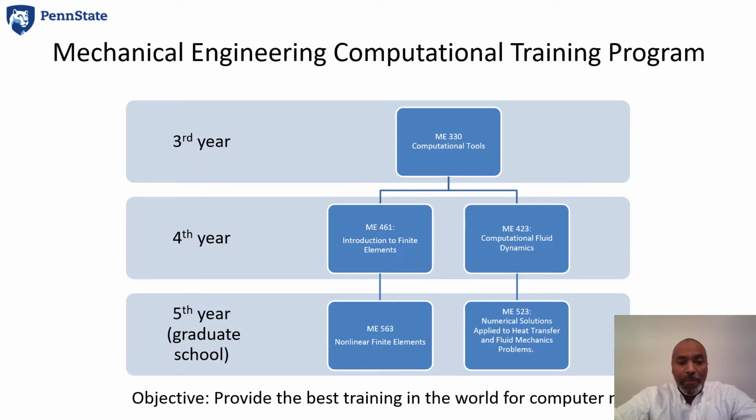So after the fourth year, if you're so inclined, you can stay on for grad school, or maybe you're advanced, you have some extra credits, you can take some grad classes if they'll let you do that. You can take ME563, nonlinear finite elements, and there you'll deal with higher end modeling techniques for plastics or for large deformations, things that don't behave linearly, as we'll get into when we talk more about the theory. Or ME523, numerical solutions applied to heat transfer and fluid mechanics problems. So again, graduate level stuff, but pertaining to that thermal fluid side of the house.